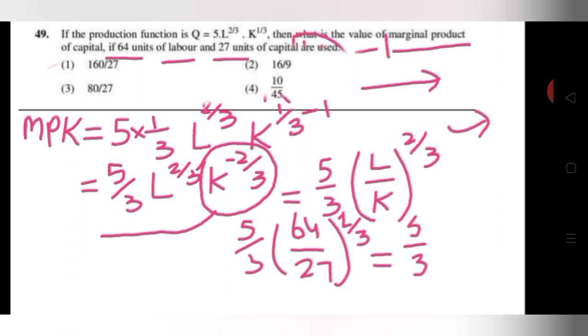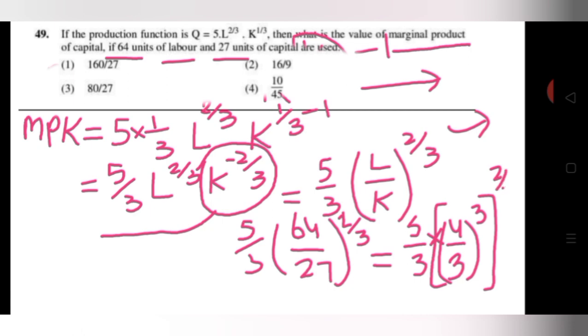So 64 can be written as 4 cube and 27 can be written as 3 cube. So this is 4 by 3 whole cube, and we have 2 by 3 also, 2 by 3. Now this 3 and 3 will get cancelled. We are left with this 5, so I will write it here, 5 by 3.